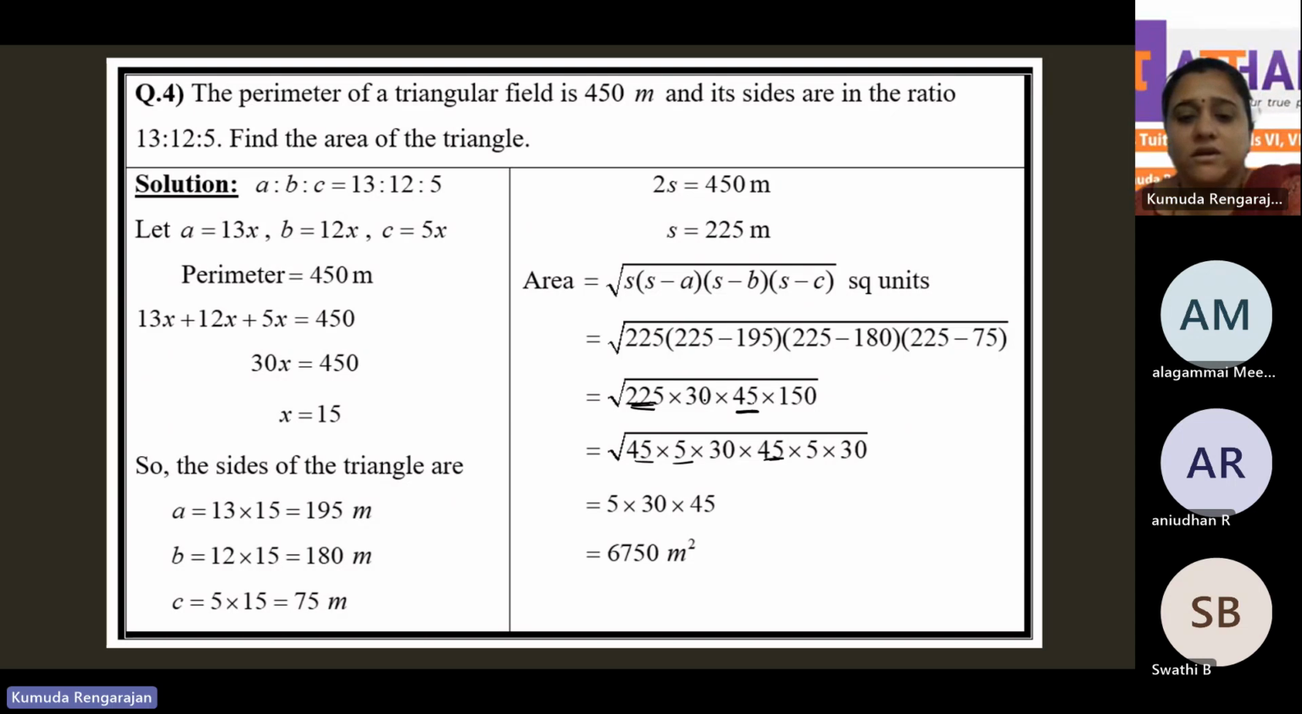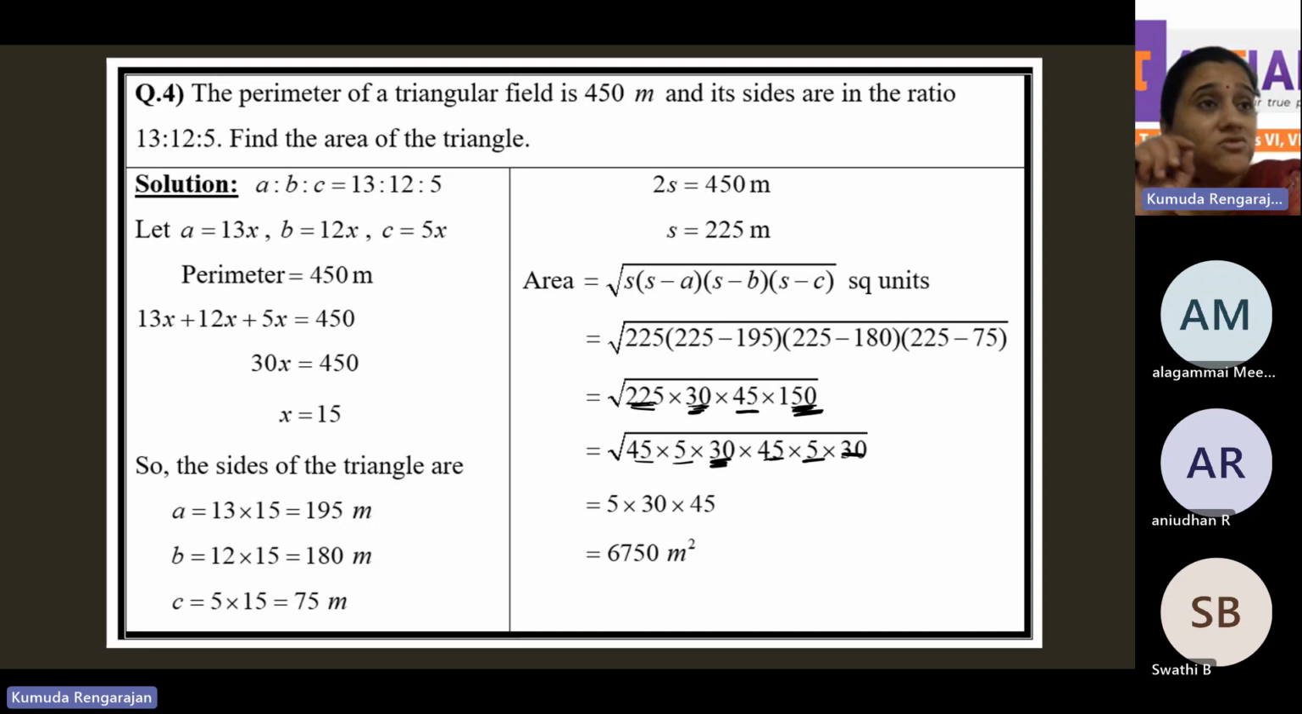Now 30 and 150. So we know that 150 is a multiple of 30. So you write the 30 as it is and write that multiple 150 as 30 into 5 or 5 into 30, whatever. So now what happens? There are two 45s and now two 30s. So 30 will come out. Now automatically you get two 5s also. So one 5 comes out.